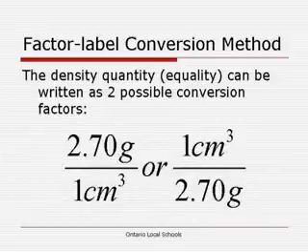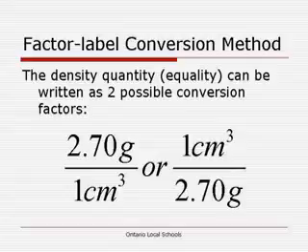Because we know that 1 cubic centimeter of aluminum is exactly 2.70 grams of aluminum, we can write this as a conversion factor. And in fact, we can write two conversion factors from that equality. In the first, we have the mass over the unit volume, 2.70 grams over 1 cubic centimeter, or we can write it 1 cubic centimeter over 2.70 grams. These become useful to us when we go to solve for the unknown.